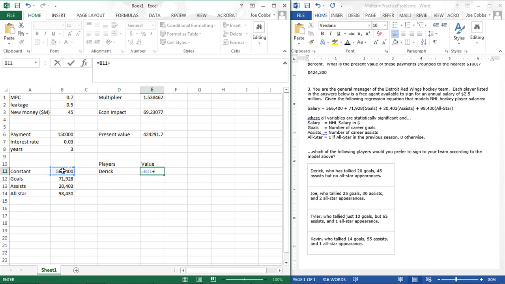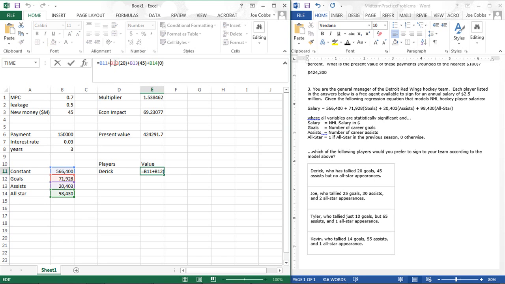The constant plus the goals times, how many goals does he have? 20 goals. 20 plus assists. How many assists? 45 plus this. He doesn't have any all-star appearances, so we could actually leave this off. Whoops, what's my problem here? Equals B1 plus B2 plus B14 times 0. Oh, I know. I just wrote these wrong.